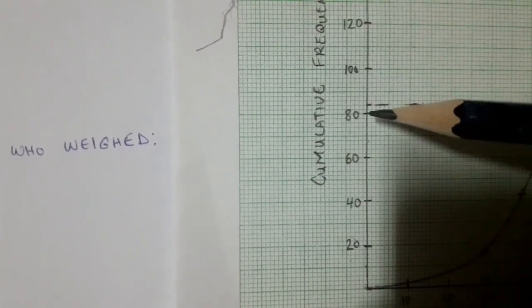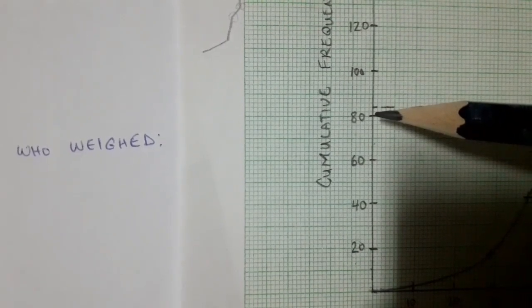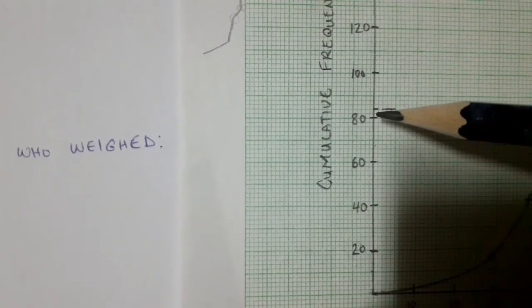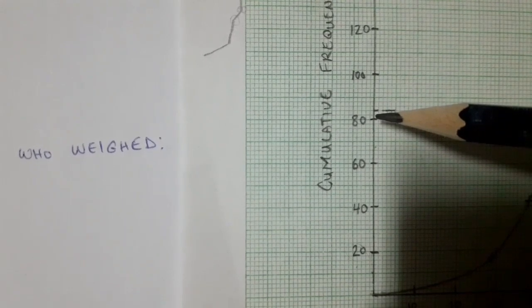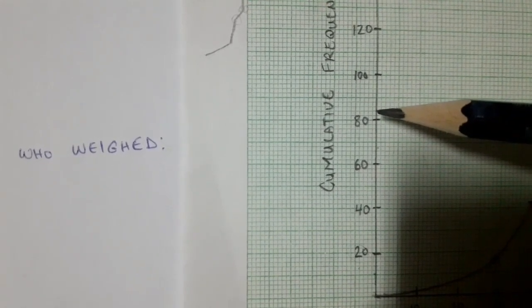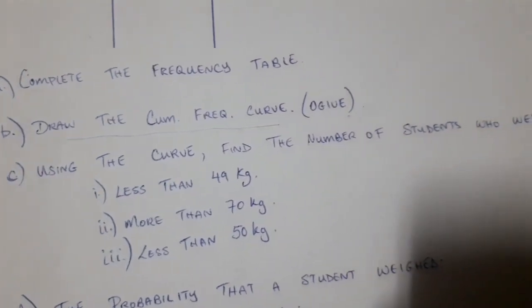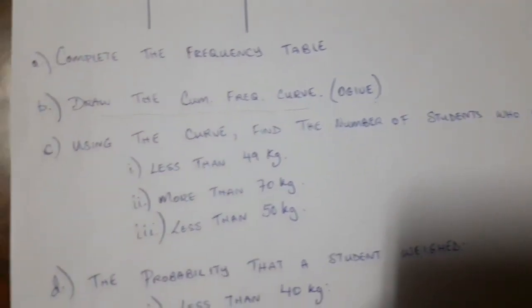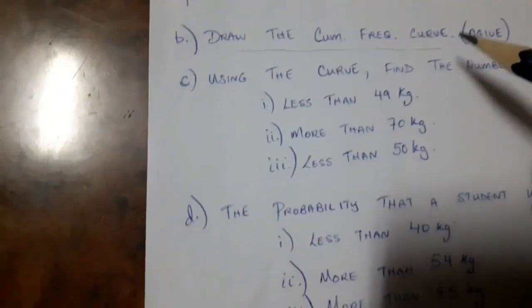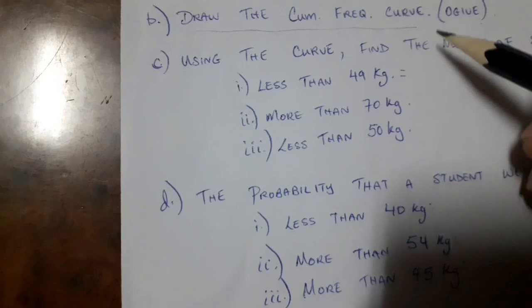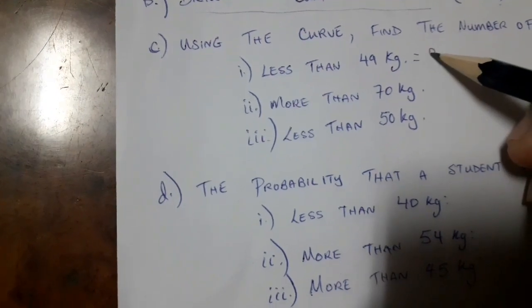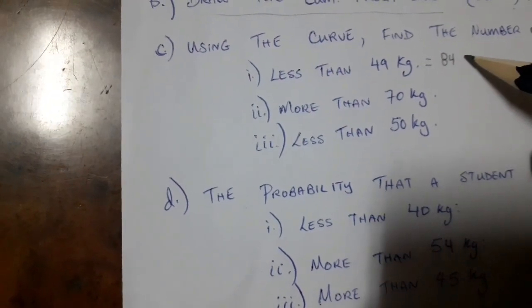And notice very carefully, two little squares from the 80. If every little square is counting by 2, then this is 82, and then this is 84. So for my first question, which says, using the curve, find the number of students who weighed less than 49 kilograms, the first answer is 84 students.